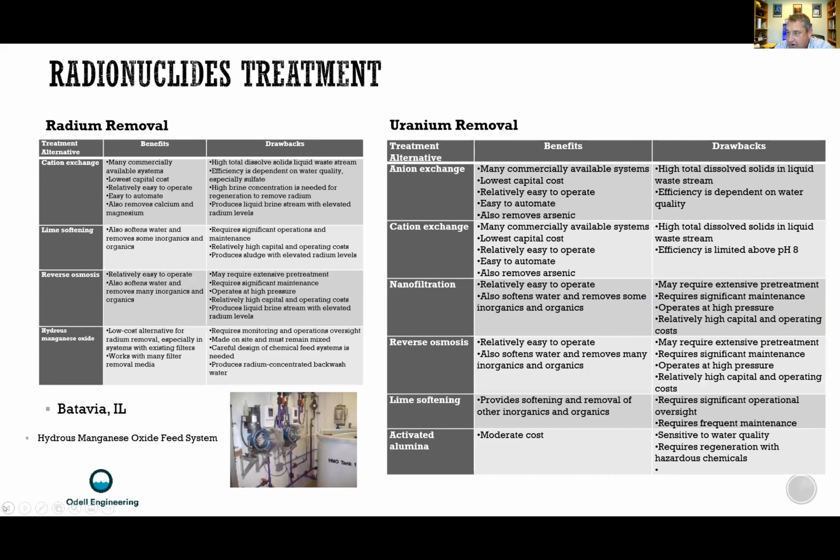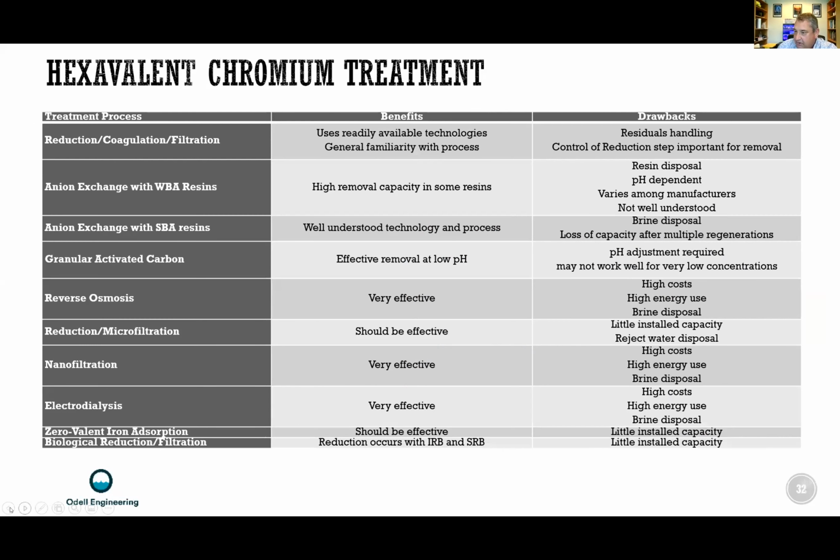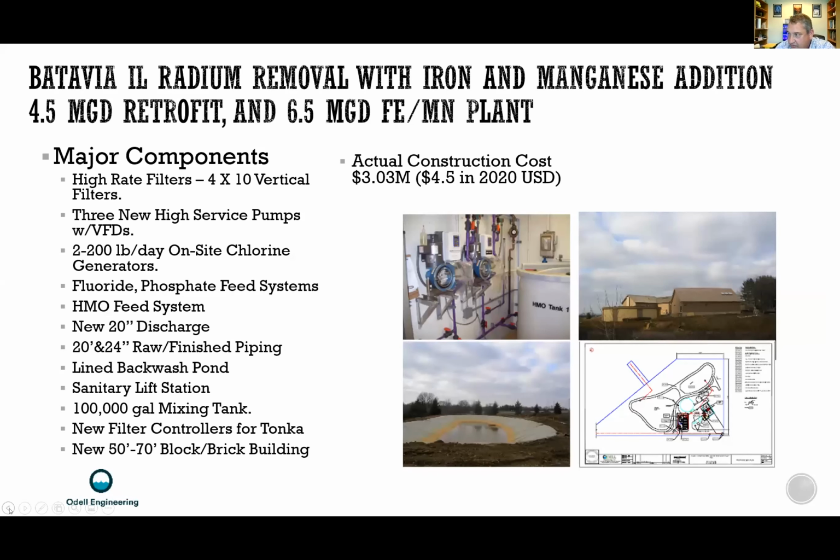Radionuclides, of course, get more complicated with residual handling, but there are some really cost-effective ways of handling both radium and uranium. With radium, one of the most cost-effective ways to handle that is by adding hydrous manganese oxide, which is a product that you mix up in the plant with permanganate and manganese sulfate, and you take that freshly made HMO, hydrous manganese oxide, and inject it into the water. The radium absorbs onto that HMO and you can filter it right out.